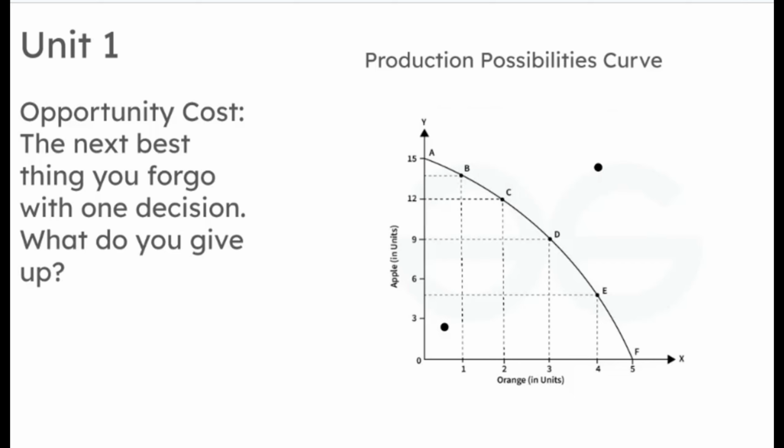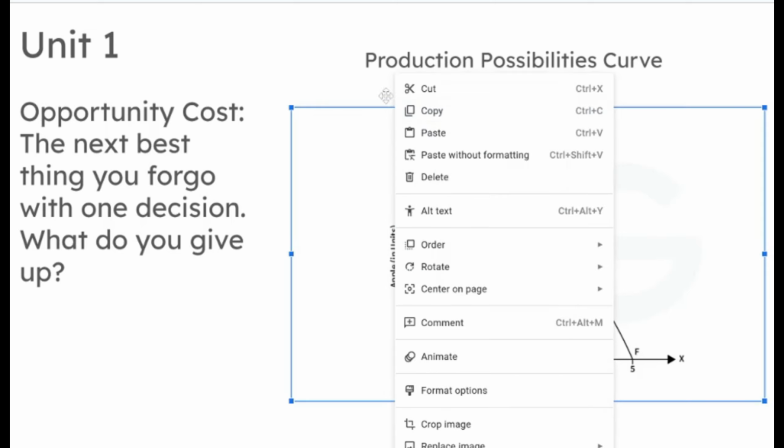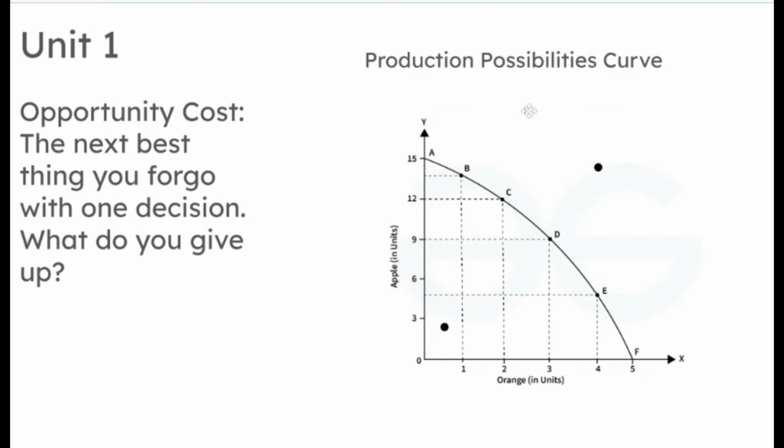And the last thing that you really want to know is opportunity costs. So opportunity cost is the next best thing you forego with picking something. So you make one decision and you give up something else. So you can see that very easily on a production possibilities curve. This one is an increasing opportunity cost because it is not linear. So production possibilities curve, also known as PPC, this is comparing apples in units to oranges in units.